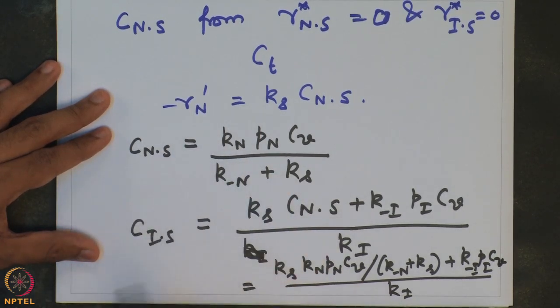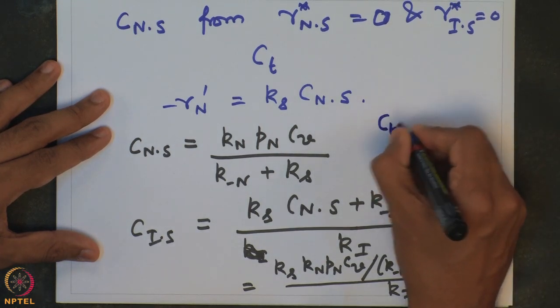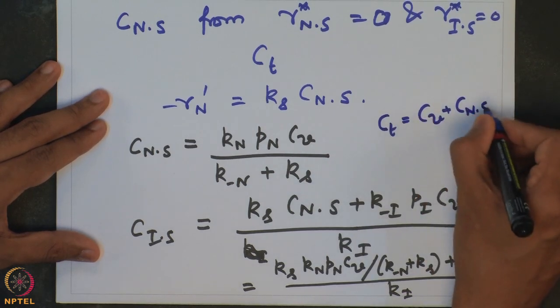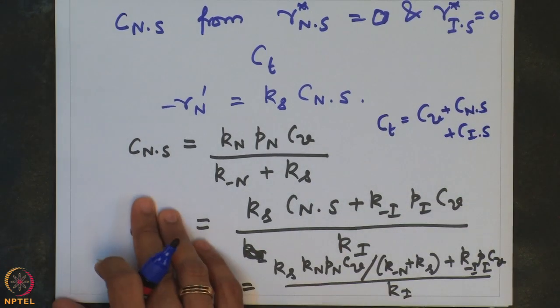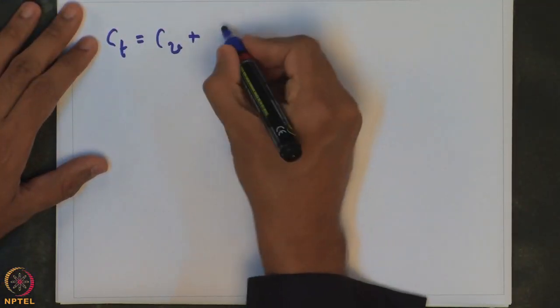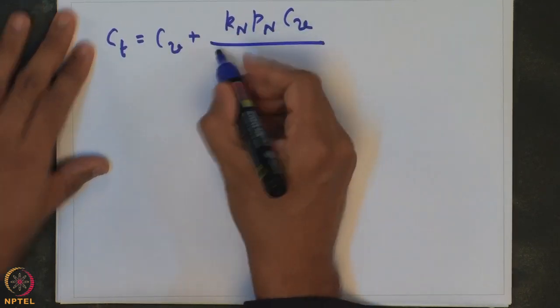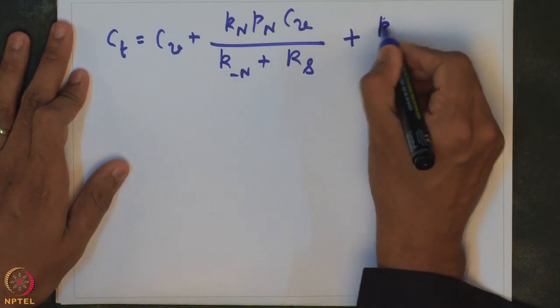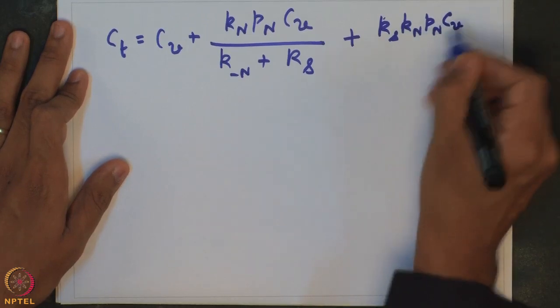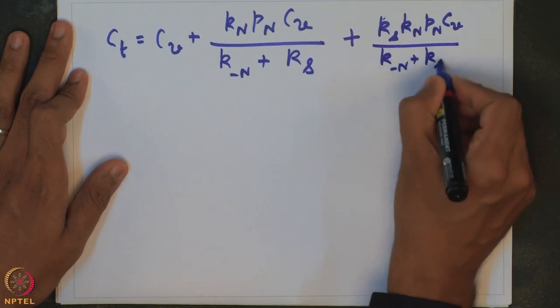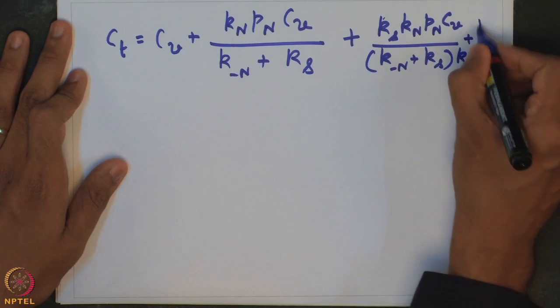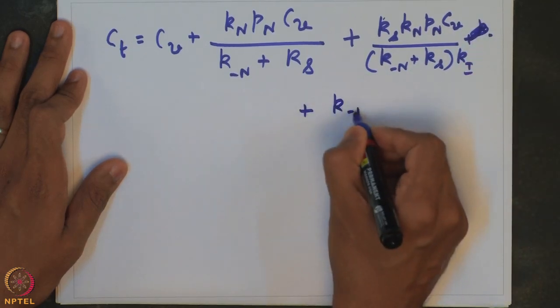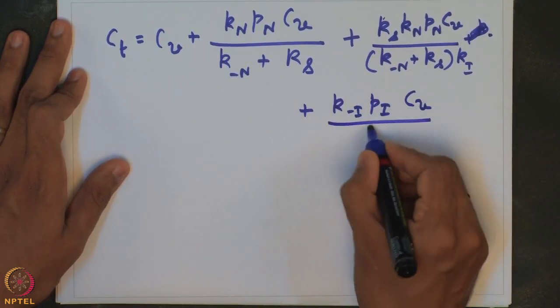So, now we know what is Cns and we know what is Cis, and we know that the conservation rule is essentially given by Ct equals Cv plus Cns plus Cis. So, we will substitute this in the conservation rule, and by doing so we can find the expression for Cv. So, Ct is equal to Cv plus Kn Pn into Cv divided by k minus n plus Ks, plus Ks Kn Pn Cv divided by k minus n plus Ks into Ki, plus k minus i Pi into Cv divided by Ki.